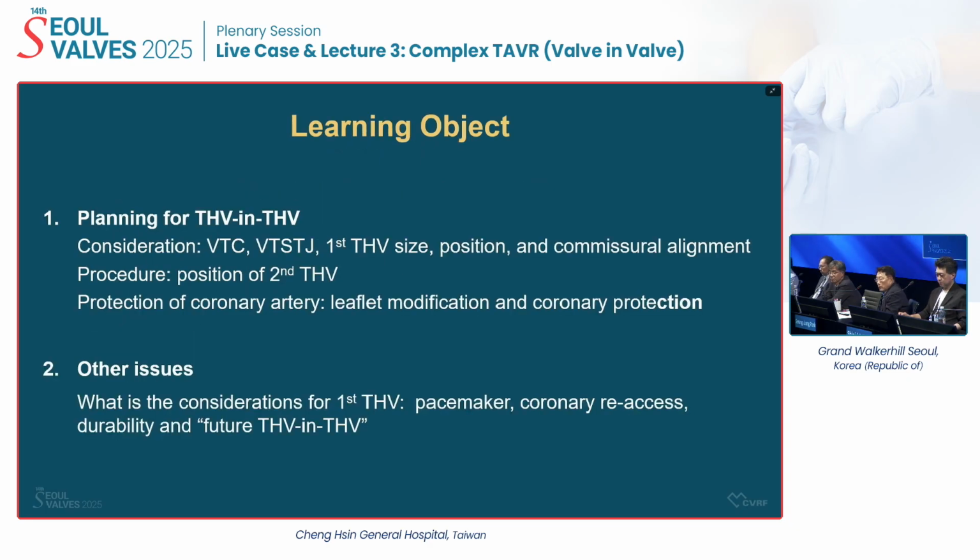So today's objective is THV in THV. Our considerations are VTC and VTSTJ. We also found the first THV size and position, and the commissural alignment is quite important for this case. The procedural position for the second device is also very important. And the coronary protection device is limited to modification and coronary protection.